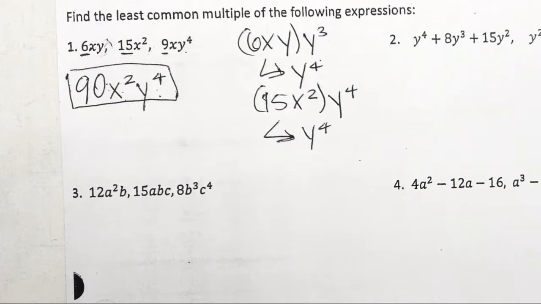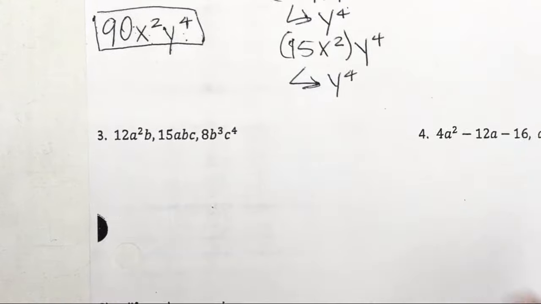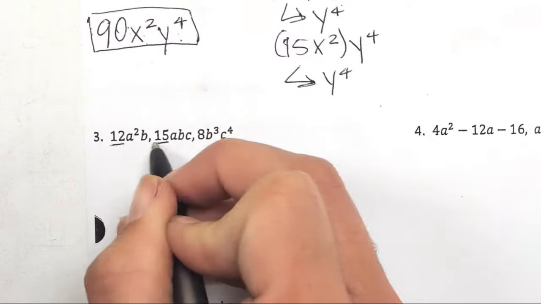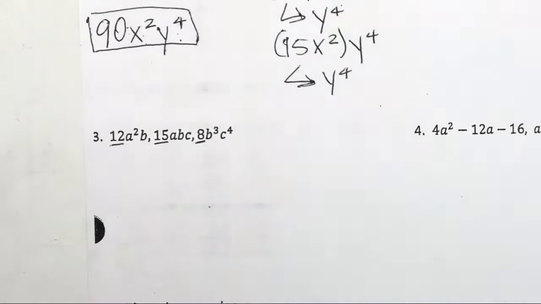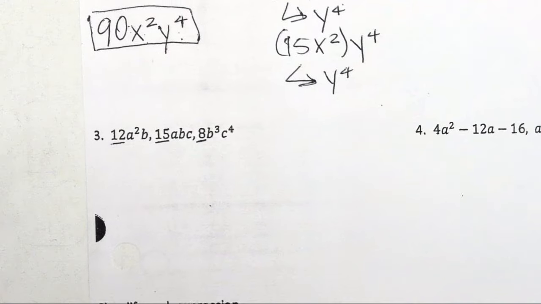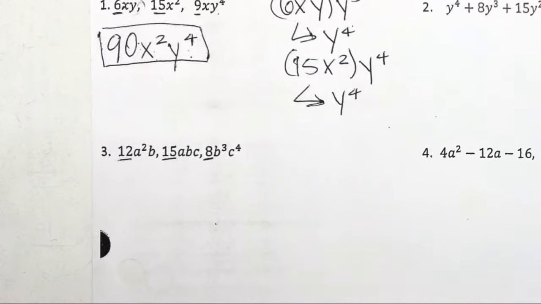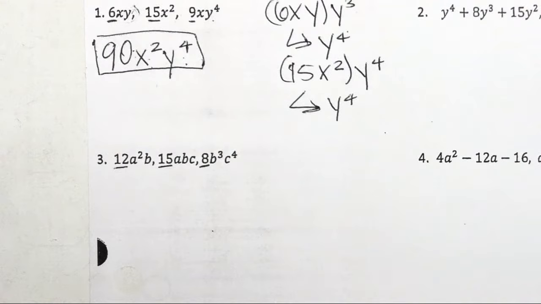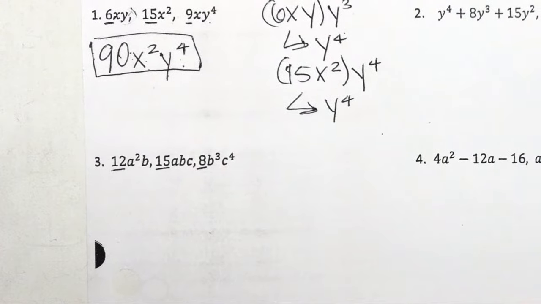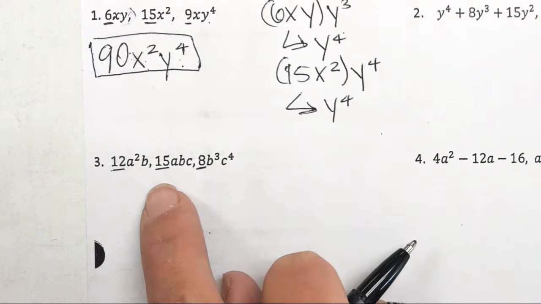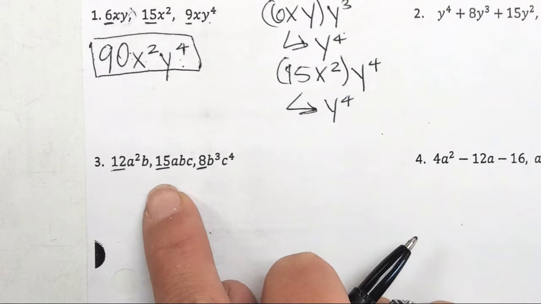We're going to skip straight down to number 3 because it's just like it, and then we'll do 2 and 4 together. All right, so my coefficients are 12, 15, and 8. What's the biggest one? Okay, so can all of those go into 15? The next one would be 30. Would that work? Nope. What about the next one? 60? Would that work?